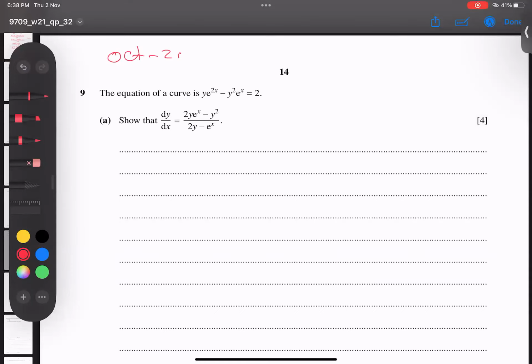October 2021, variant 32, question number 9. So let's start. First of all, we have to differentiate and get this answer. So what is the method to do it?